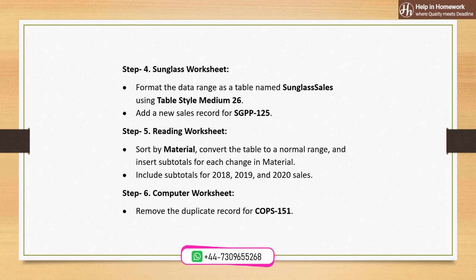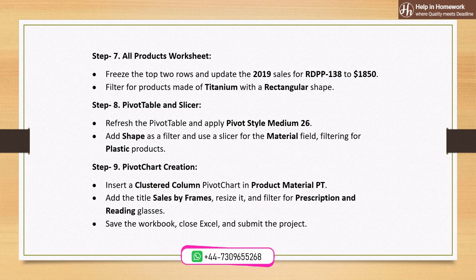Step 6. Computer worksheet. Remove the duplicate record for COPS 151. Step 7. All products worksheet. Freeze the top two rows and update the 2019 sales for RDPP 138 to $1,850. Filter for products made of titanium with a rectangular shape.